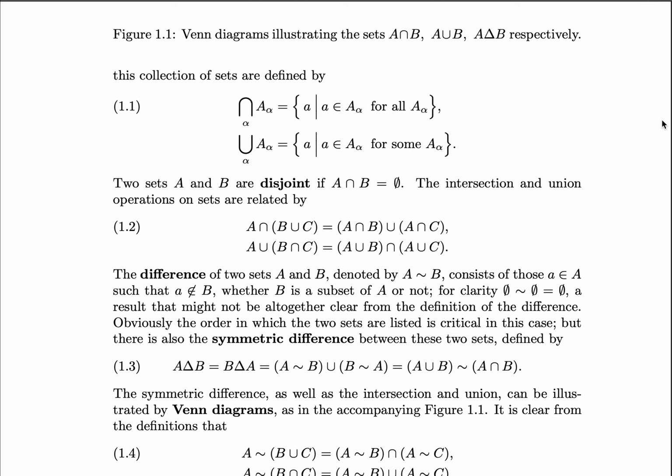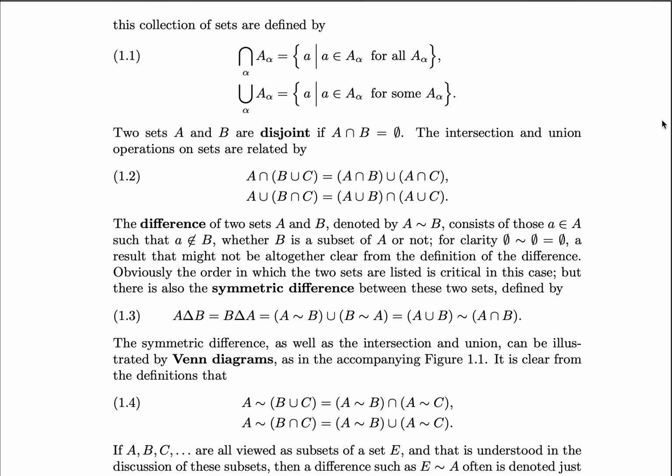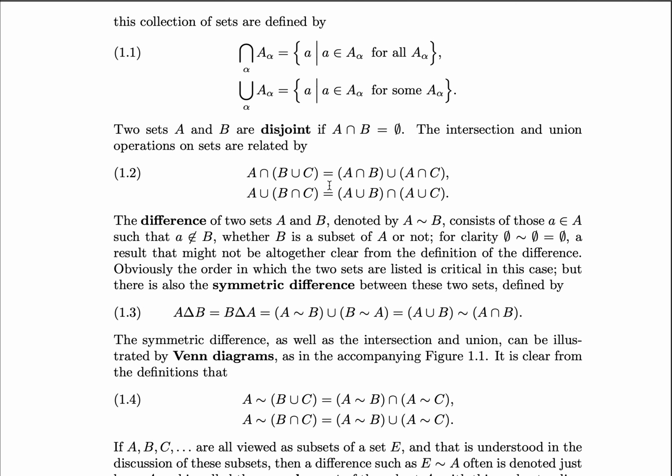These two operations are related by De Morgan's laws, or just De Morgan's laws will come later actually. These are simply operations on sets, namely that A intersected with the union of B and C is the same thing as the union of A intersected with B and A intersected with C. Additionally, A unioned with B intersect C is the same thing as A union B intersected with A union C.